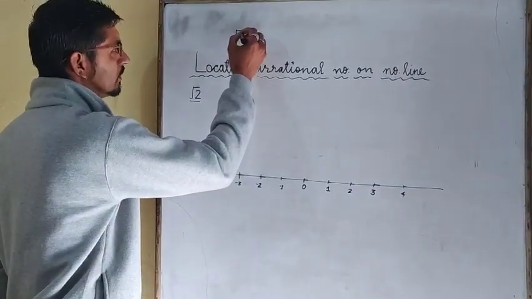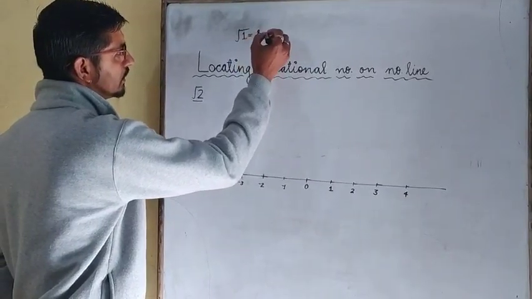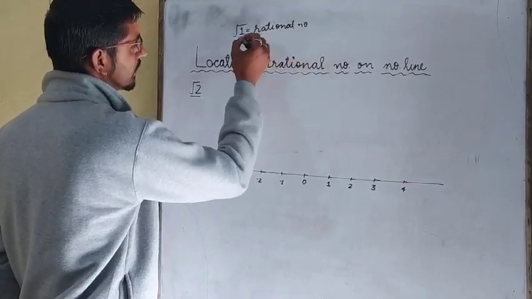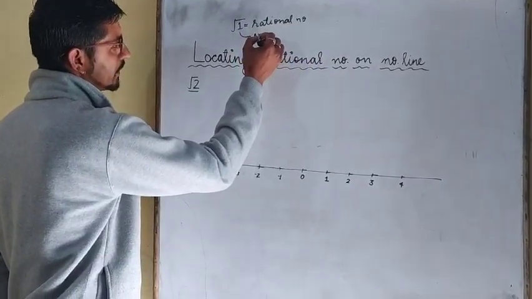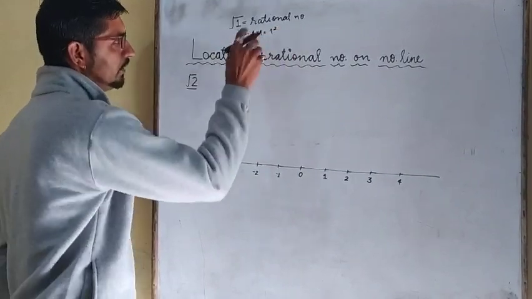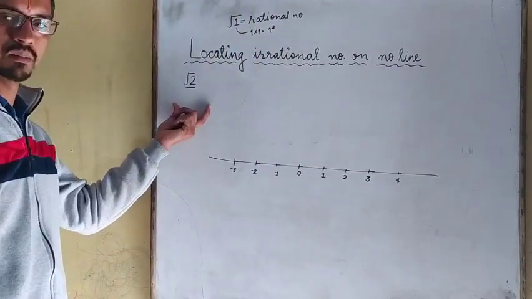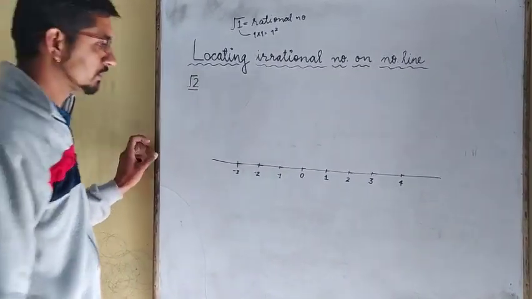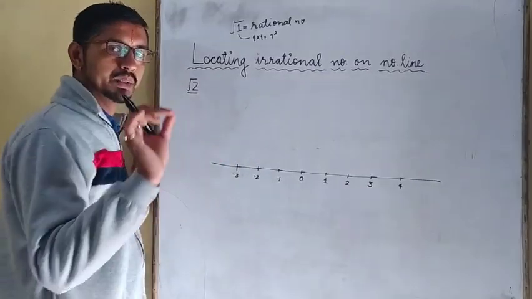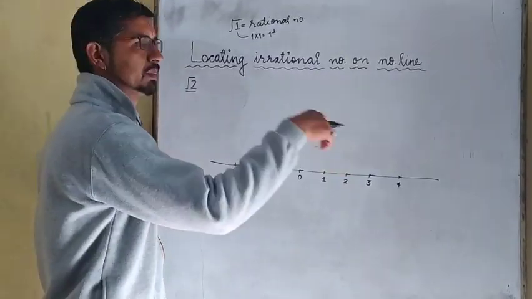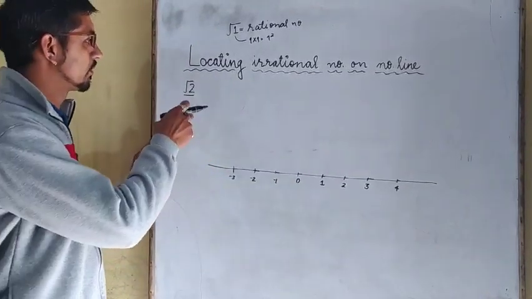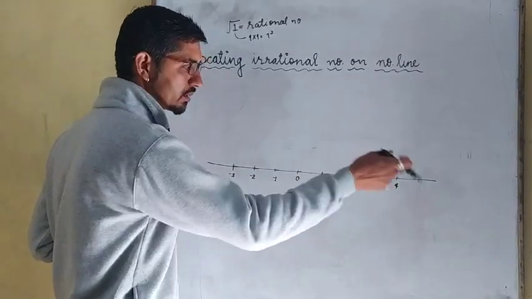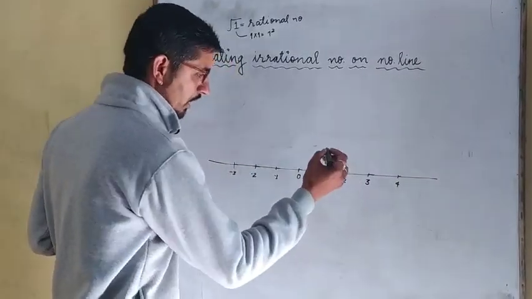Root 1 is a rational number, because it is a perfect square of 1. It is a perfect square of 1. So it is a rational number. Root 2 is irrational. So we are just finding a number that is root 2. Now what we have to do? Keep the step in mind. Then I will tell later how root 2 will be here. Root 2 will appear here or somewhere. I will tell.